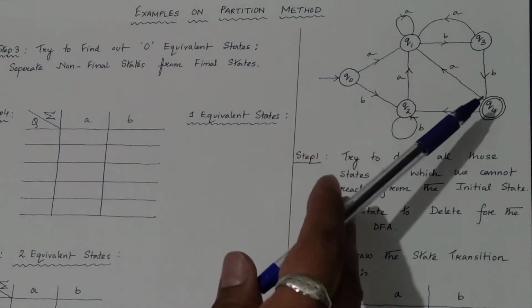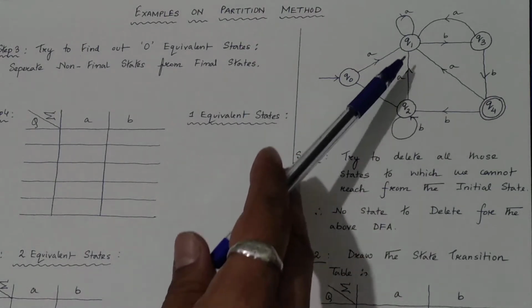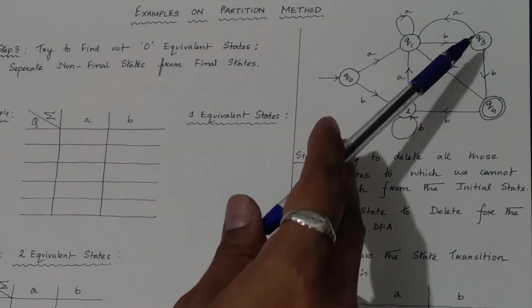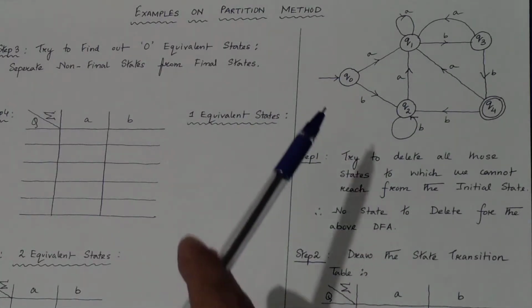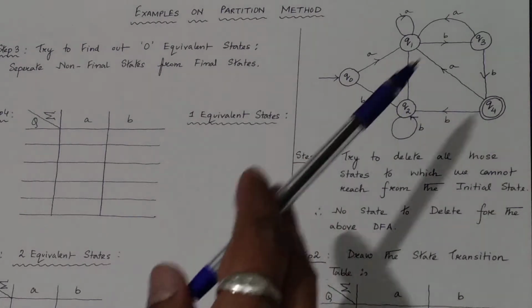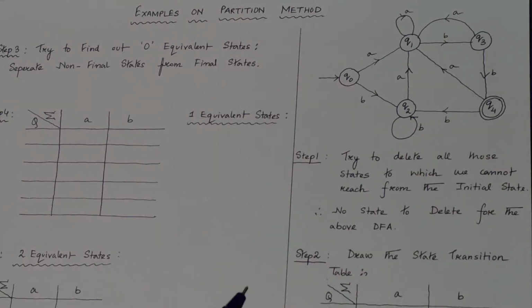So Q0, I can reach Q4 through Q1, then Q3, and then Q4, correct? So there is no problem. That means from the initial state, I can reach all other states one way or another. That means there is no possibility of deleting any states.